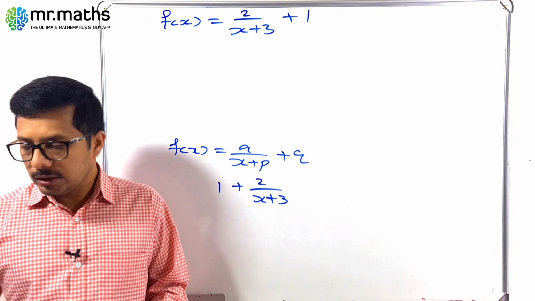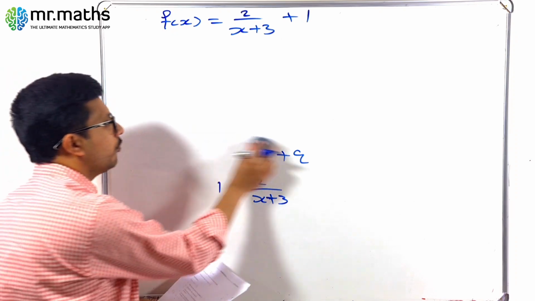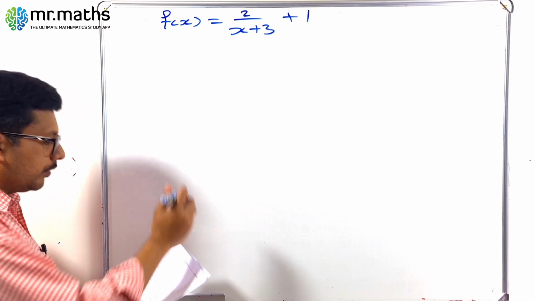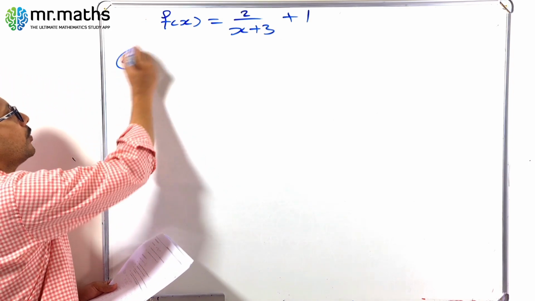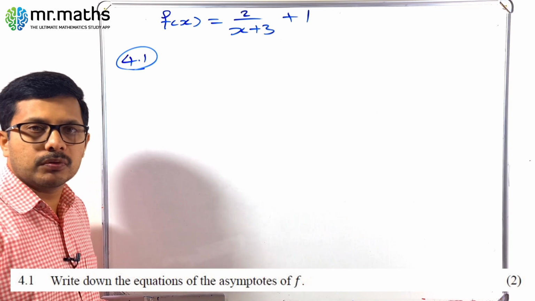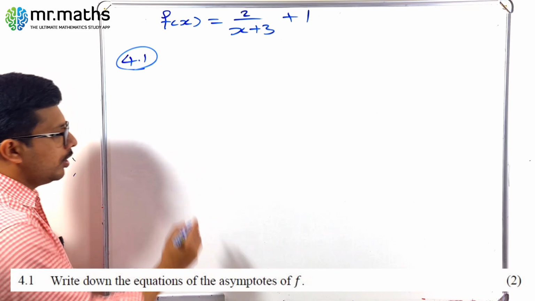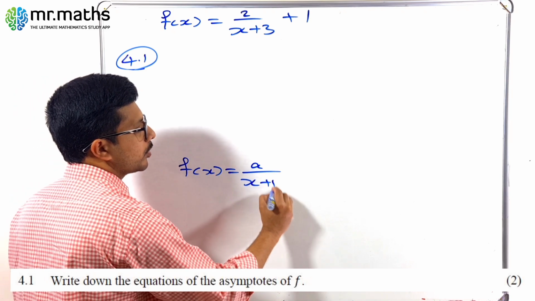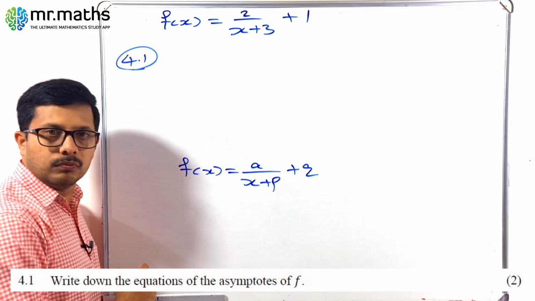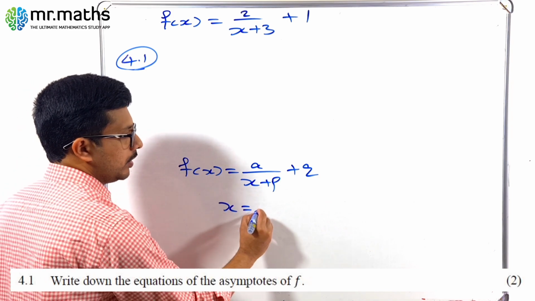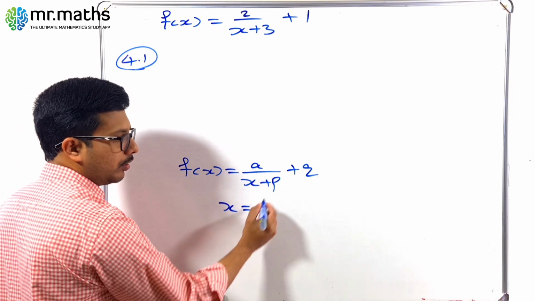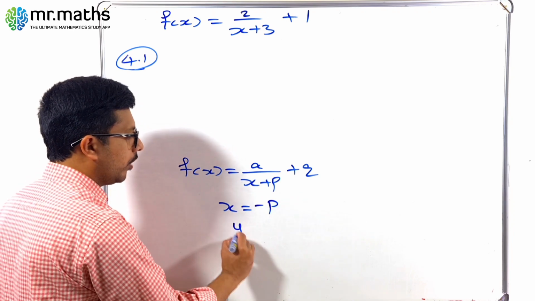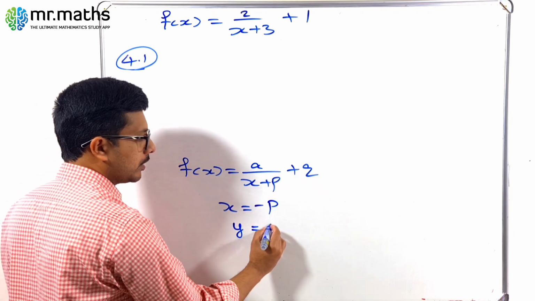Now that is the given one. What is the first question? Question 4.1: write down the equation of the asymptotes of f. When you write the general equation f of x equals a divided by x plus p plus q, what are the equations of the asymptotes? X is equal to the opposite sign of p, so if here it is plus p, then here it is minus p. Then y is equal to q, as it is.